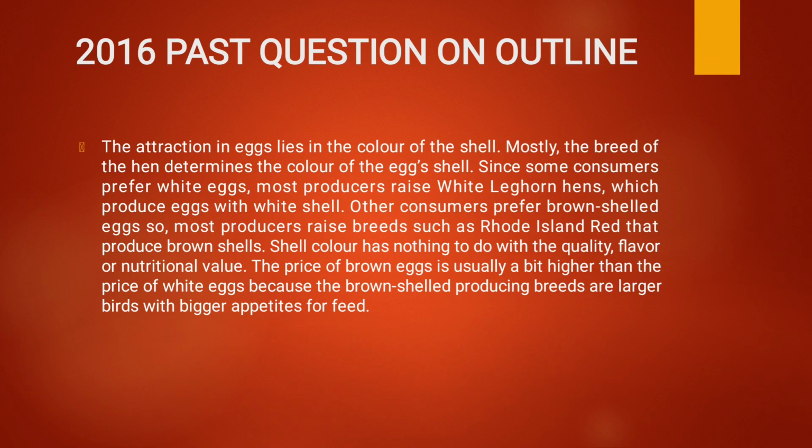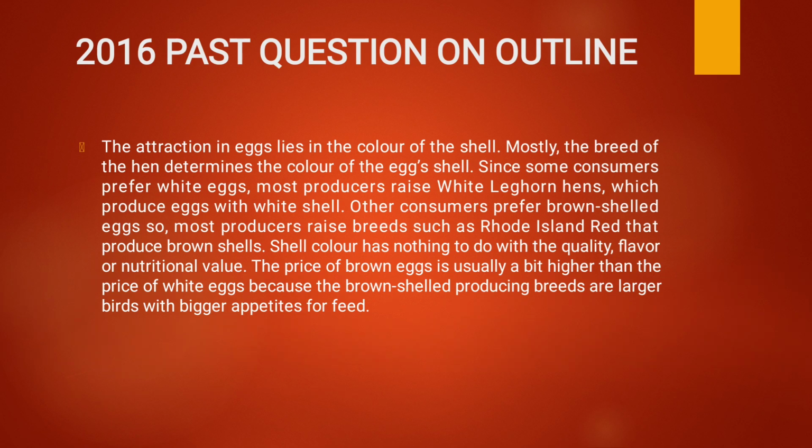What about this paragraph too? The attraction in eggs lies in the color of the shell. It means that before we read the entire paragraph, the concept we have to form at the back of our mind is that the paragraph is coming to talk about the attraction in eggs as a result of their shell color. So we are saying that people could be attracted to eggs when they pay attention to the color of the shell of the eggs. I hope it makes sense. So this paragraph is talking about how people get attracted to eggs because of the color of the shell.